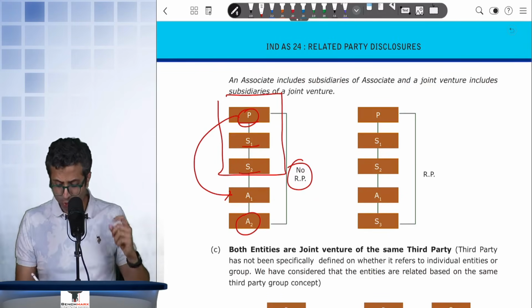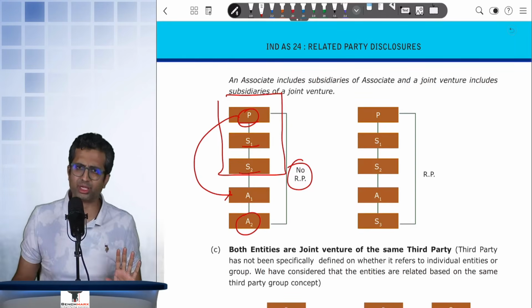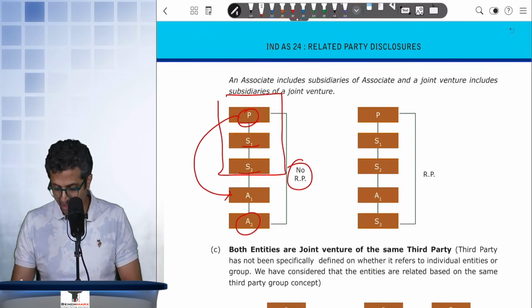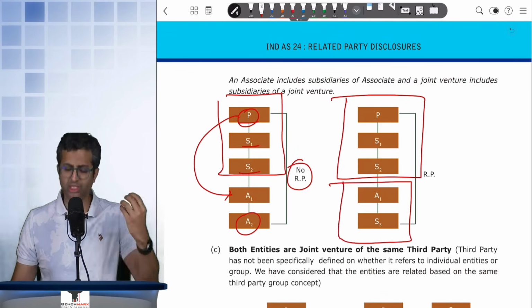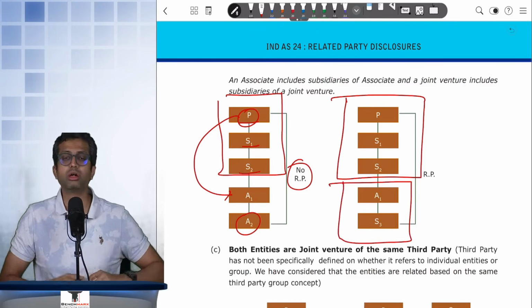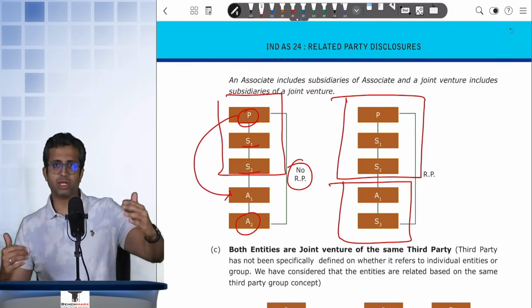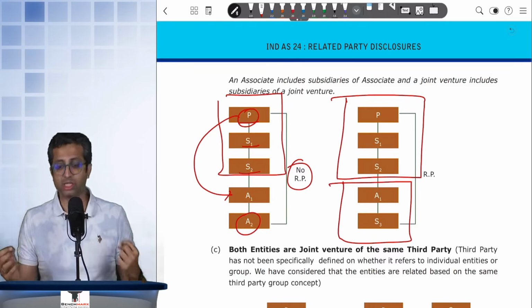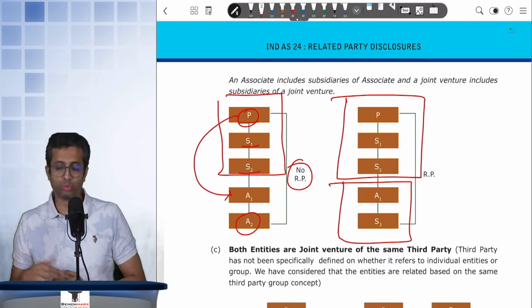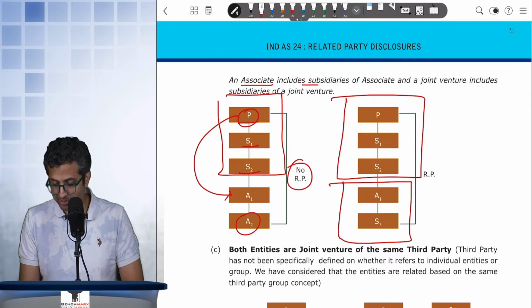However, like P, S1, S2 are one and the same, can I say associate and its subsidiaries are also one and the same? So when I look at P, S1, S2, this is one single group. In a similar way, A1 and S3, this is also a single group. So P is related to A1 because that is an associate of a group member. However, when I look at the subsidiary, for all practical purposes, A1 and S3 are one and the same. And as a result, we will say that P is related to both A1 as well as S3 because an associate includes subsidiaries of an associate.